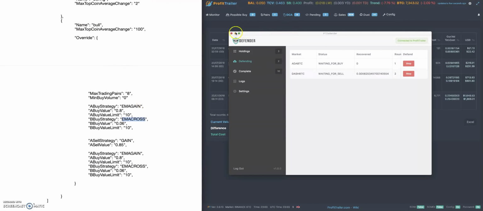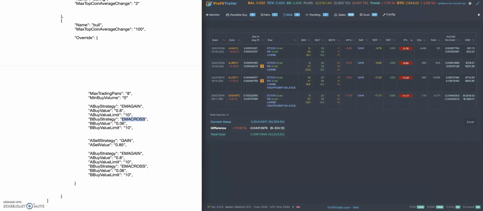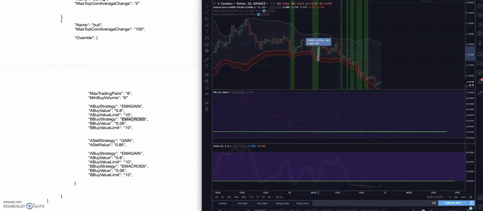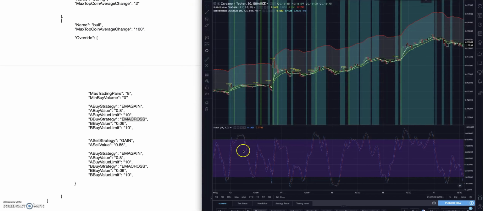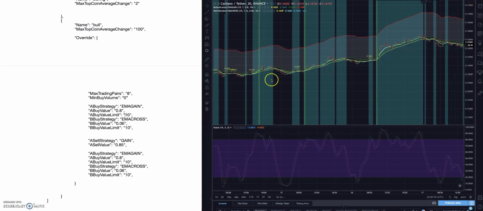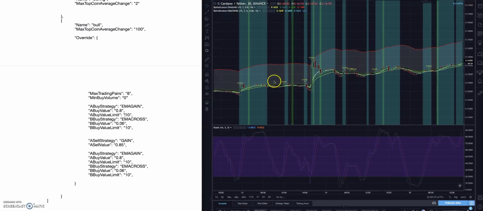This is really, really important. This is going to be super powerful. What we can do is go into, I think it's this one, and you can see exactly what I'm talking about. So in a bull market, I want to use EMA gain and EMA cross. And the reason for that is I want to take part in these massive pumps.